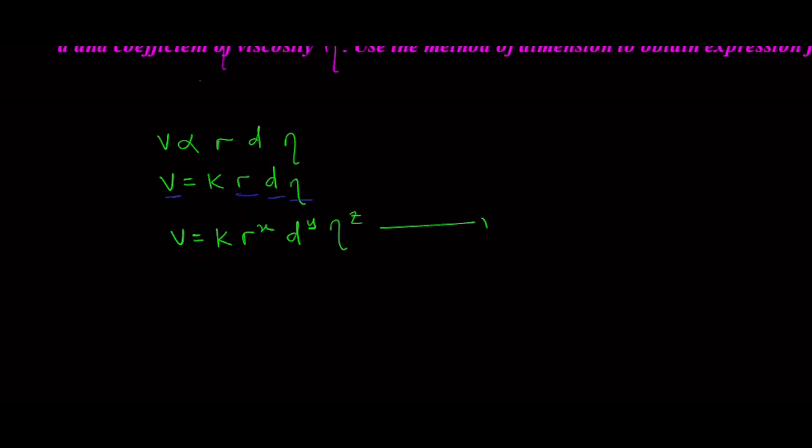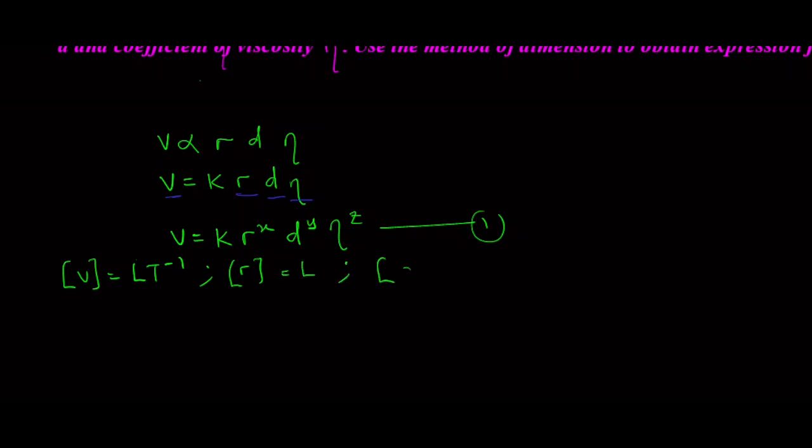That will be our equation 1. Then they said we should use the dimension method. So that means we have to obtain the dimension of the parameters involved. The dimension of velocity is LT^-1, and the dimension of distance, which is our radius, is L.